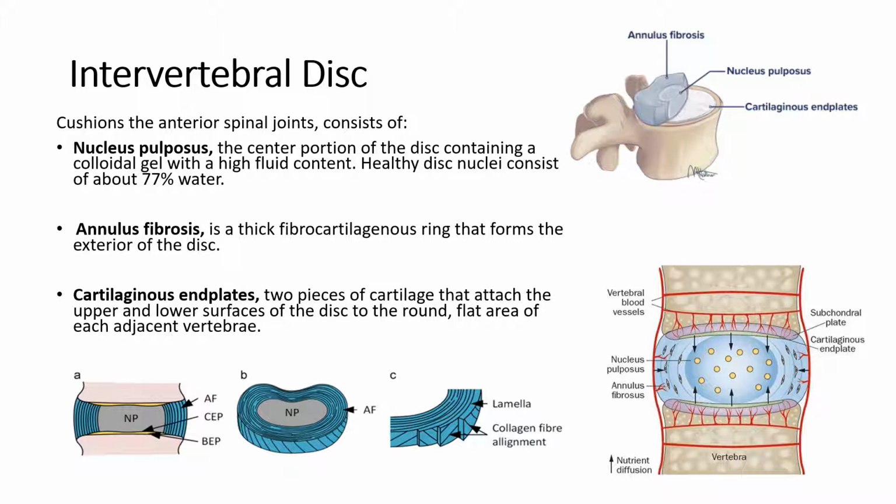These are the intervertebral discs. Intervertebral discs have a center portion which contains fluid and jelly substances, and there is a thick fibrocartilaginous ring around that nucleus pulposus that we call the annulus fibrosus. There are end plate cartilaginous pieces on both sides of each vertebra that are attached to the upper and lower part of the discs as well as the bony area.